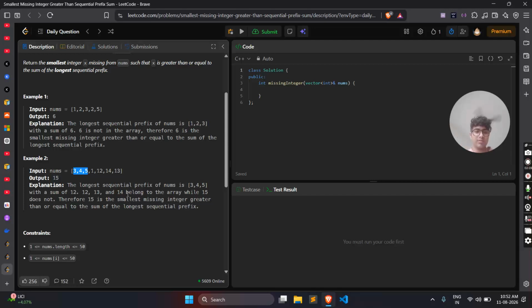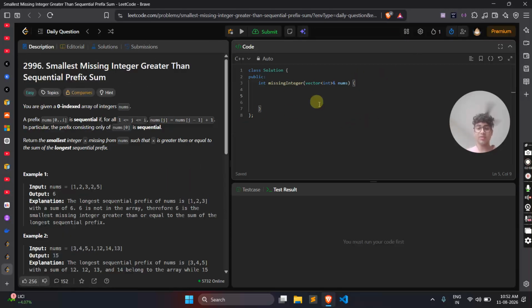Okay, I got the question basically. So for 3, if 3 plus 1 is present, then it's fine, right? This is an easy question, so let me try and brute force it.